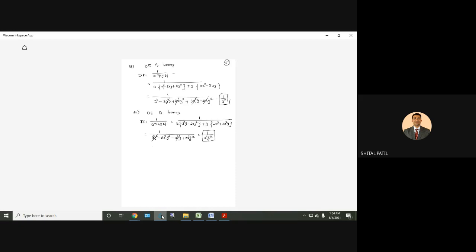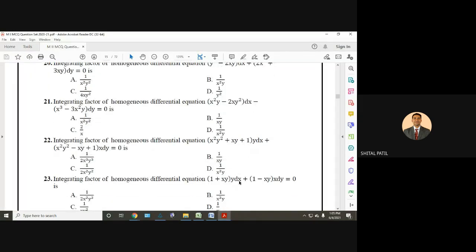Suppose if it is 1 upon 19x square y square, then what is the integrating factor? 1 upon x square y square. Okay, then this is equivalent to 1 upon x square y square. Remember this. We can remove the 1 upon 19 and leave the constants. No problem. Can I go through the next example?